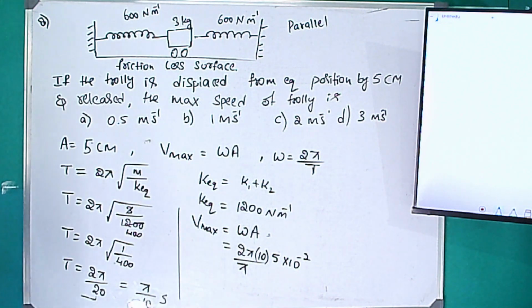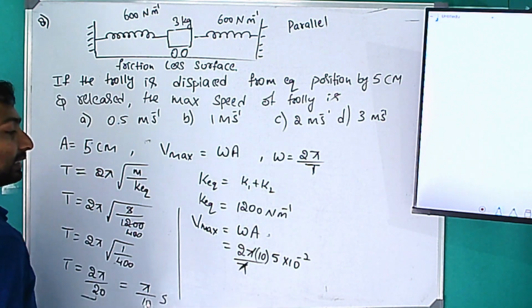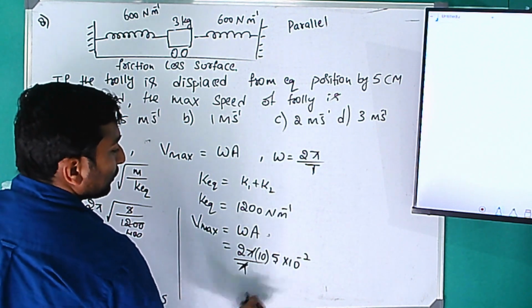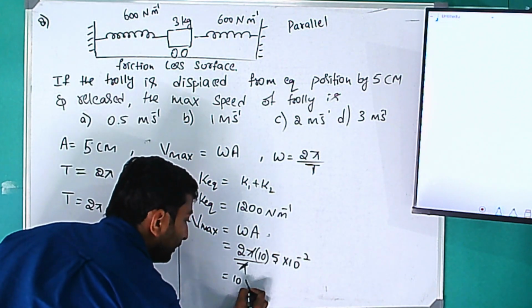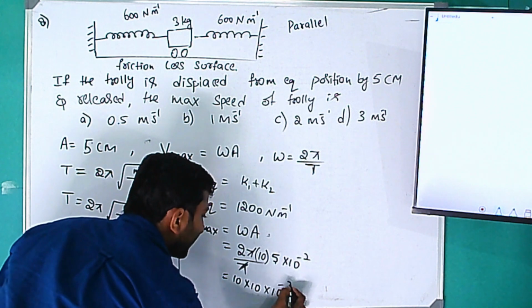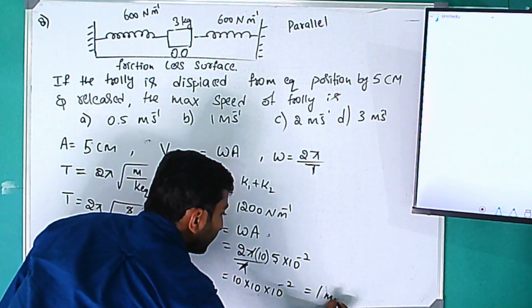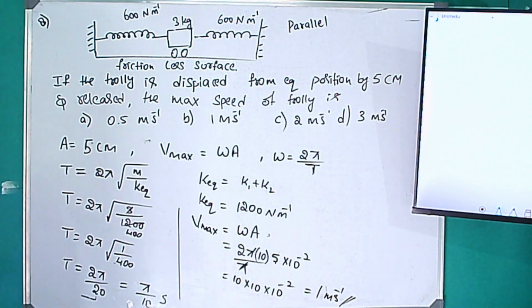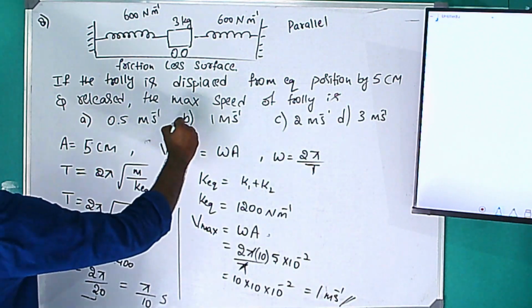I hope it is clear. Pi cancels. So now the remaining thing is 5 2s are 10. 10 into 10 into 10 power minus 2, that is equals to 1 meter per second. That's it. So 1 meter per second. The answer is option B.